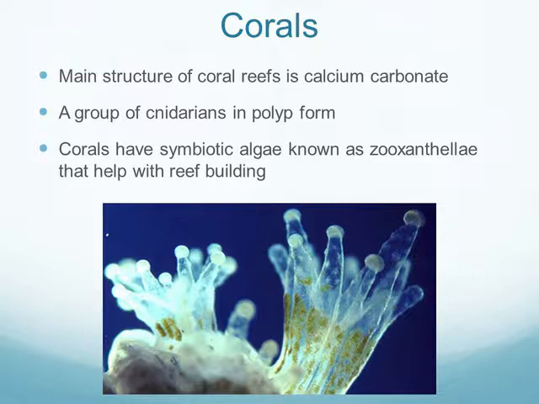Coral polyps also have a very interesting symbiotic relationship with a type of dinoflagellate algae known as zooxanthellae, and the zooxanthellae and the coral polyp help each other in creating that calcium carbonate structure for the corals. So essentially, without this symbiotic relationship, you wouldn't have corals.